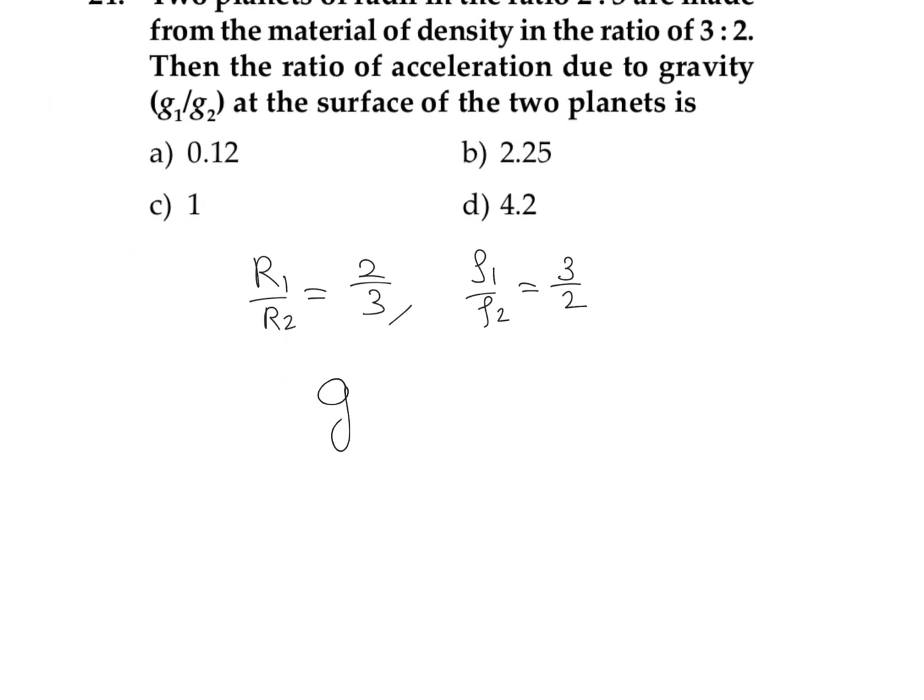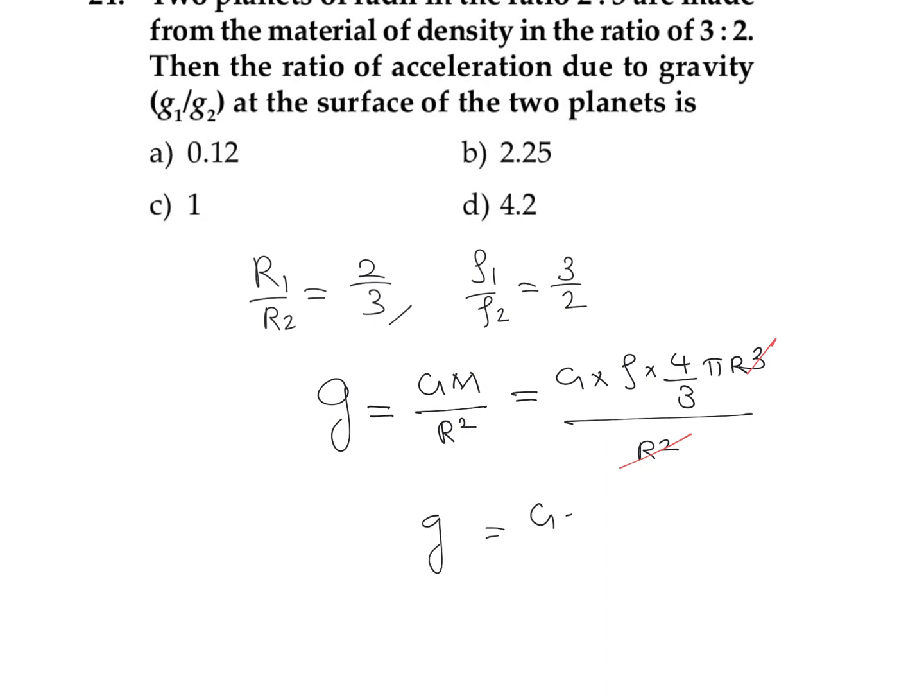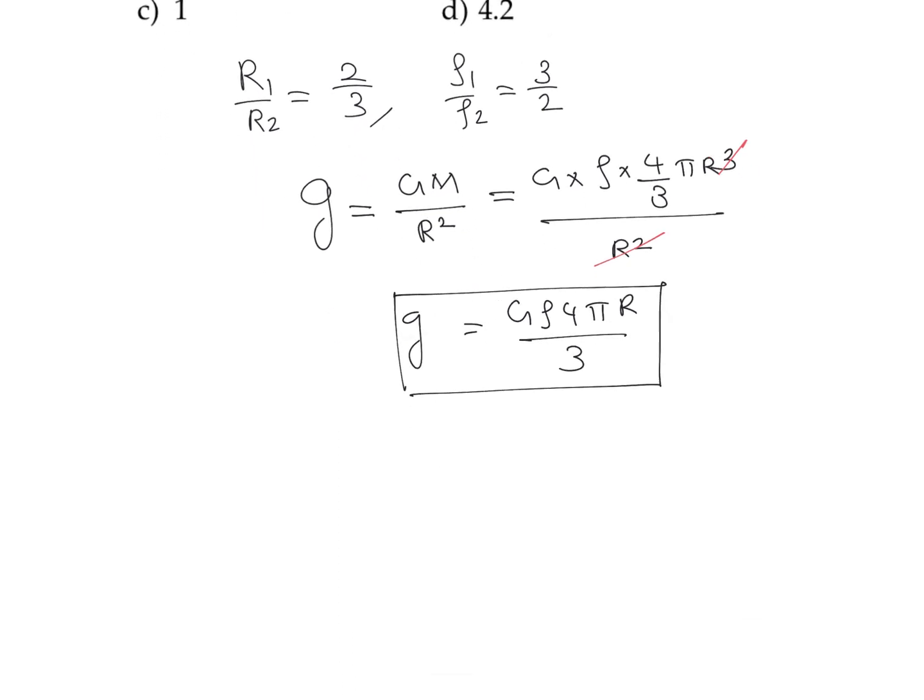So over here we need to write the value of acceleration due to gravity based on density and radius. We know the relation is g = GM by R square, but here M needs to be written in terms of density and radius. So we can write g = G into mass, and mass can be written as density into volume. Volume can be written as 4 by 3 pi R cube, the whole divided by R square. So we can cancel this R square and one R square over here. So this equation is going to be g = G into rho into 4 into pi into R divided by 3. So there is a relation between g and other parameters.